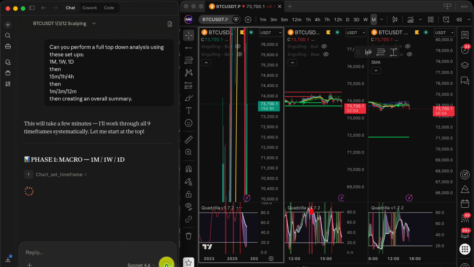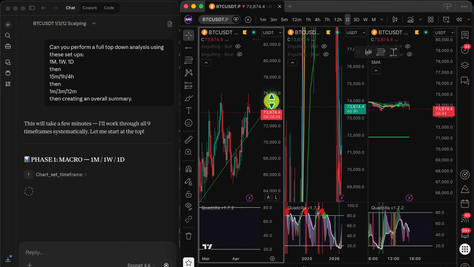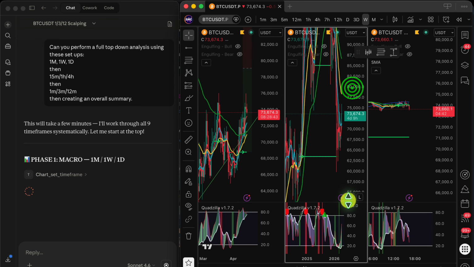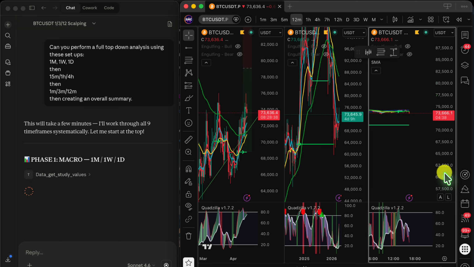Okay, so first of all, it is changing the time frames on TradingView. So that is the 1 month, the 1 week and the 1 day. I suppose what I should have done is told it to do a sort of interim report as it goes along. I guess it will probably do that anyway.